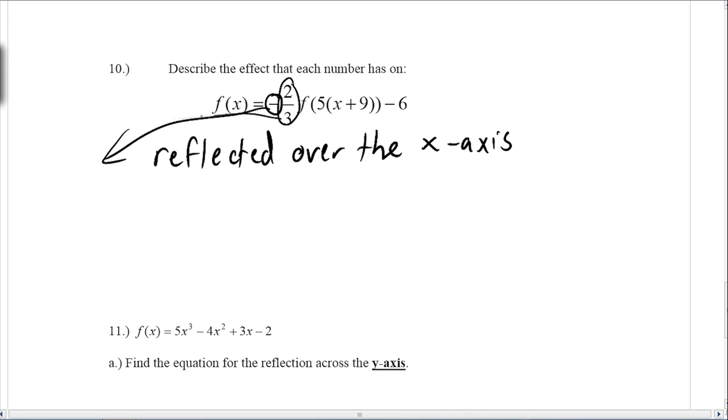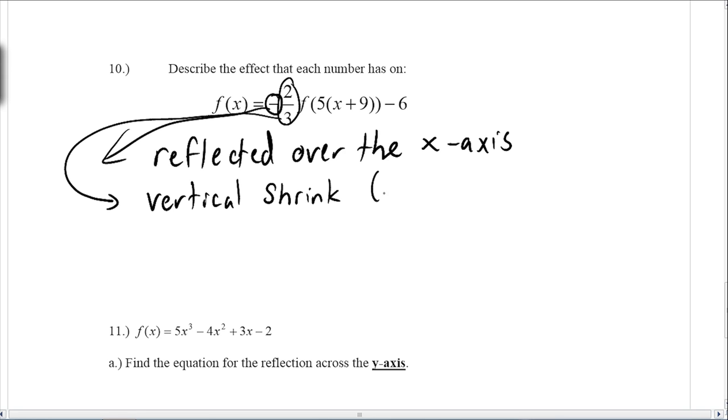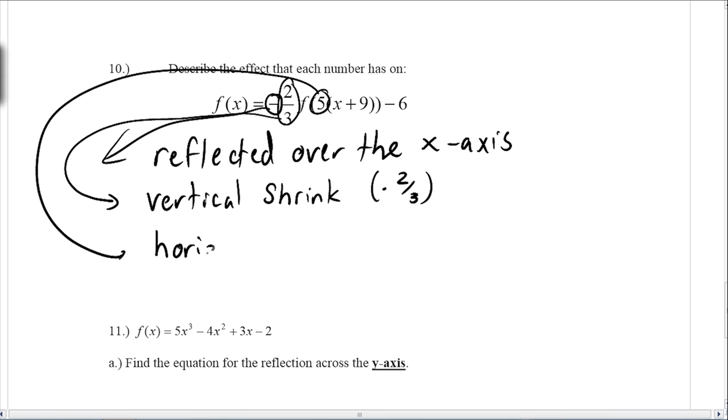The 2/3 is going to pertain to a vertical, and since it's 2/3, it's actually going to be a vertical shrink. And if you want to say a multiple of 2/3. Okay, the 5 right here, that's acting as our b value. So that means that it's actually going to be a horizontal shrink, and that's going to be a shrink of a multiple of 1/5.